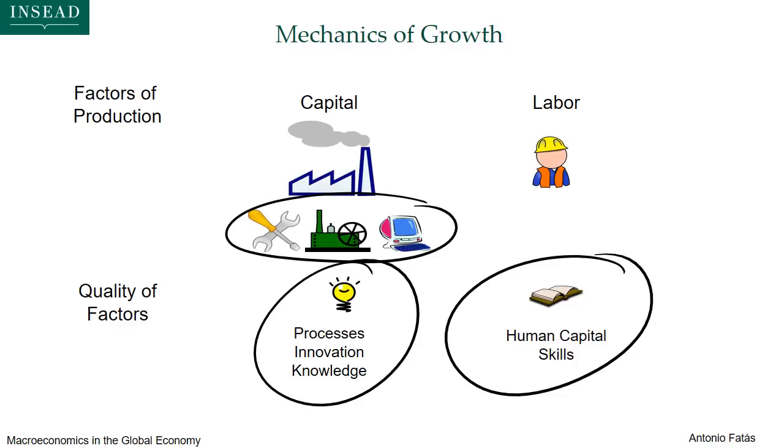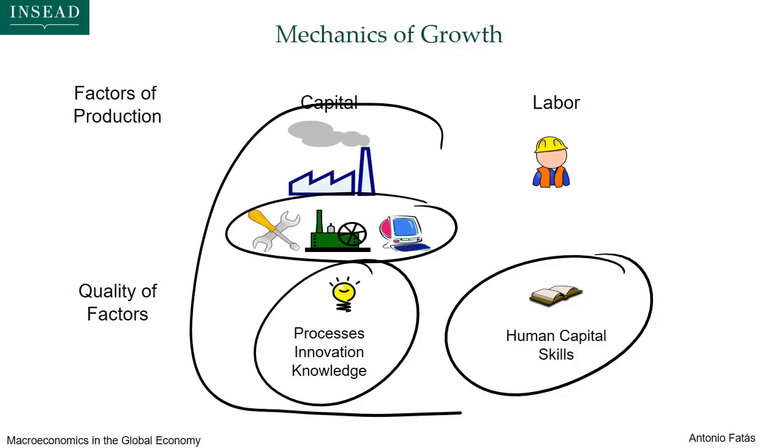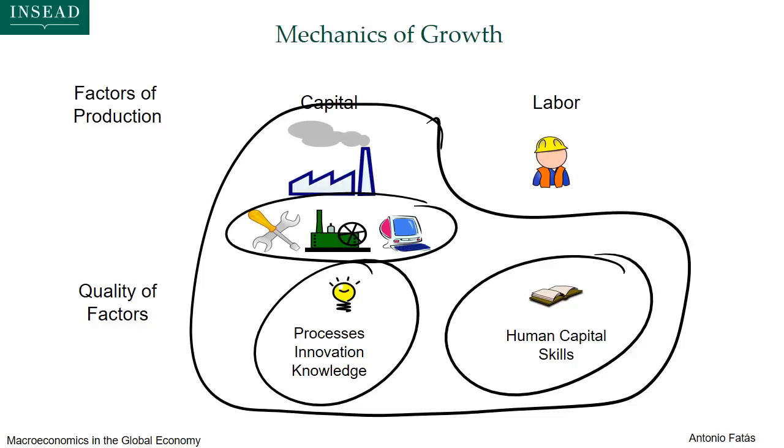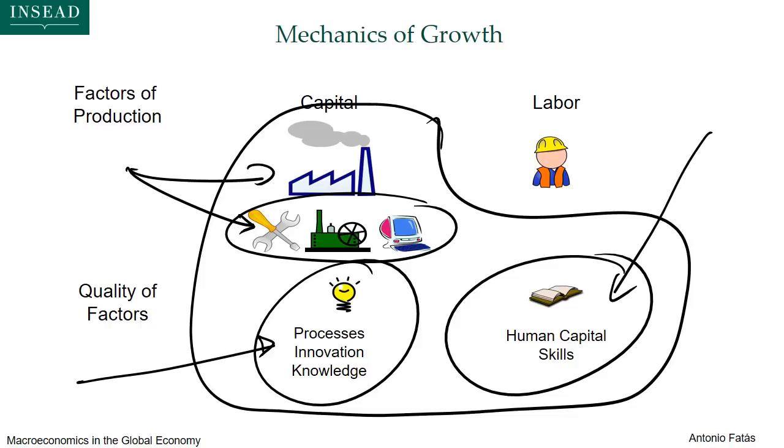Now, what is relevant here is that beyond the factors of production, growth happens through a set of actions, which I'm going to summarize with one word, which is investment. In fact, each of the variables included in this block is increased through some form of investment. In the case of factories or in the case of tools, equipment, computers, we're going to talk about investment in physical capital. In the case of processes, innovation, knowledge, we're going to talk about investment in knowledge creation or innovation. And in the case of human skills or human capital, we'll talk about investment in human capital.